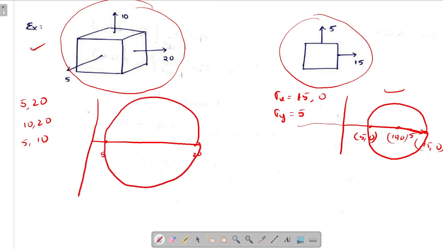This way. And for 10, 20, 10 will be somewhere here. This will be this way. And for 5, 10, this will be this way. Mohr circle looks something like this. There won't be any 3D figure for triaxial loading. Remember this.